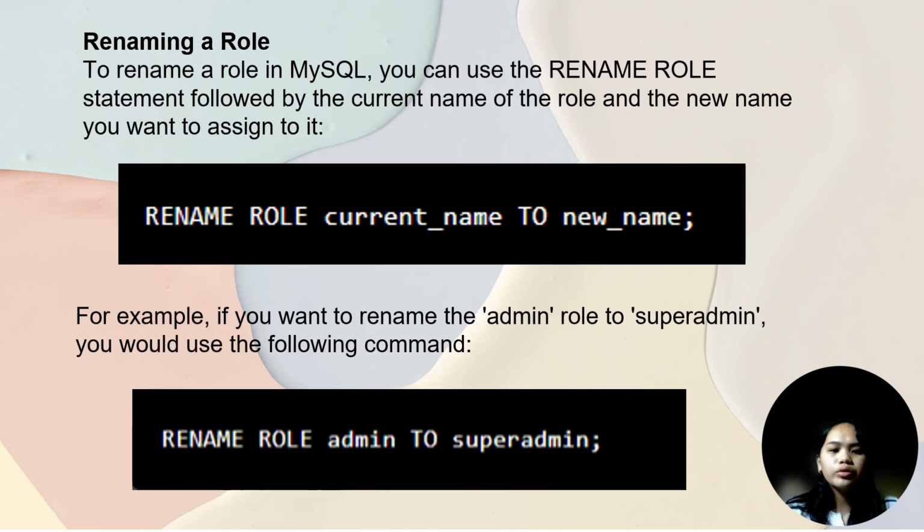How about renaming a role? To rename a role in MySQL, we can use the RENAME ROLE statement, followed by the current name of the role and the new name you want to assign to it. So you can use this syntax: RENAME ROLE admin TO super_admin. As you can see, RENAME ROLE is the syntax, then your current name, here the admin, and what you want to rename it to. In this example, we want to rename it to super admin. So this is the syntax.